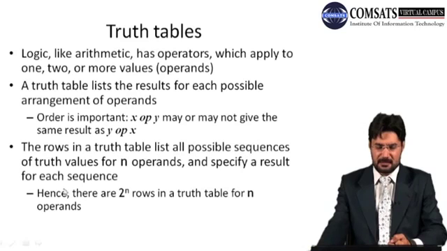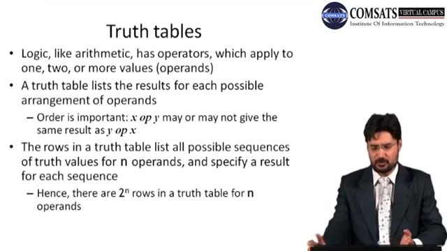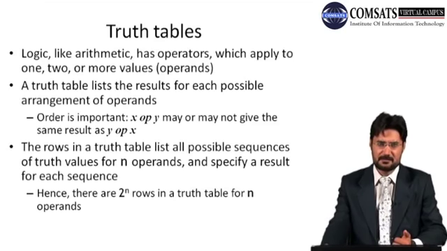The rows in a truth table list all possible sequences of truth values for n operands. So if we have n operands, the rows give the possible sequences: true, false, or false, true, or false, false, or true, true. It will give you this sequence of possibilities, because we fixed in the beginning that propositional logic is based on true and false. Specify a result for each sequence, and if there are multiple operands, there will be a sequence as in x, y and then y, x, so it can be different, and for all of that the possible results will be mentioned here.